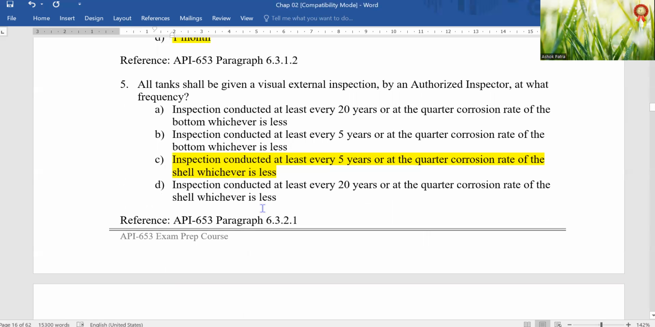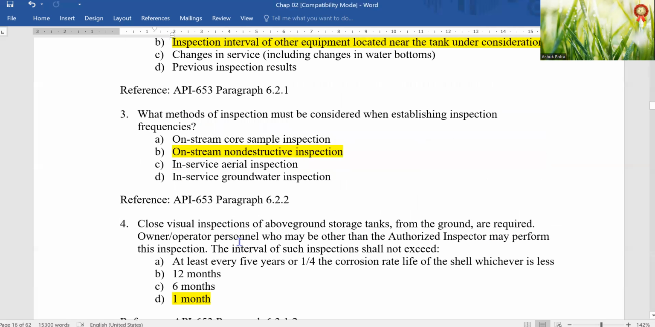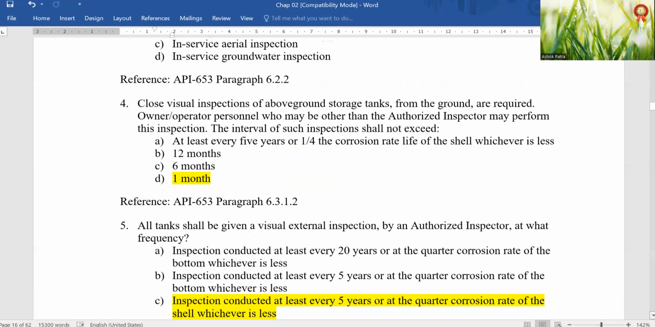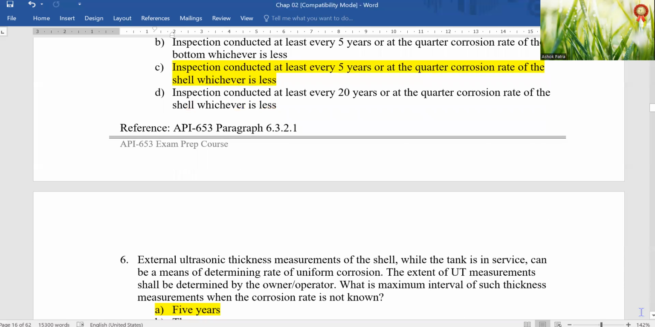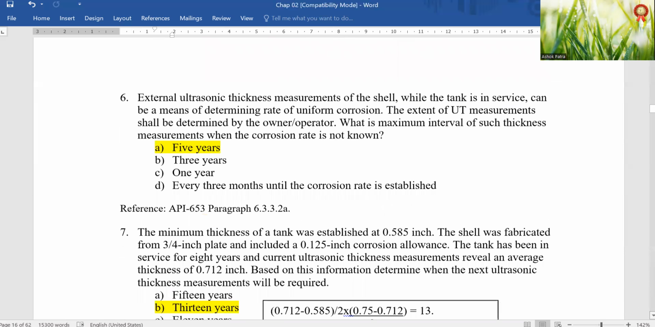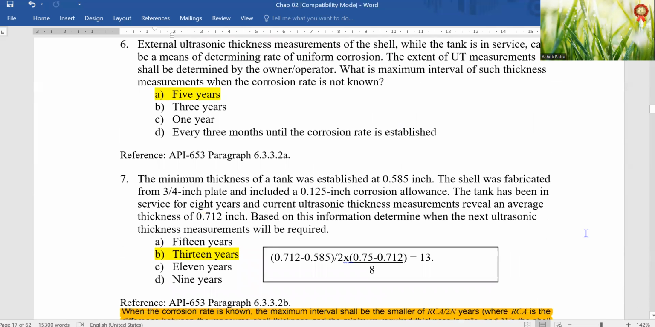All tanks shall be given a visual external inspection by an authorized inspector at what frequency? So this authorized inspector is 5 years. Inspection conducted at least every 5 years or at quarter corrosion rate of the shell, whichever is less. Means to take action. And here just to find out if anything can be corrected, if in between something will happen. There is something like maintenance. So it is monthly.